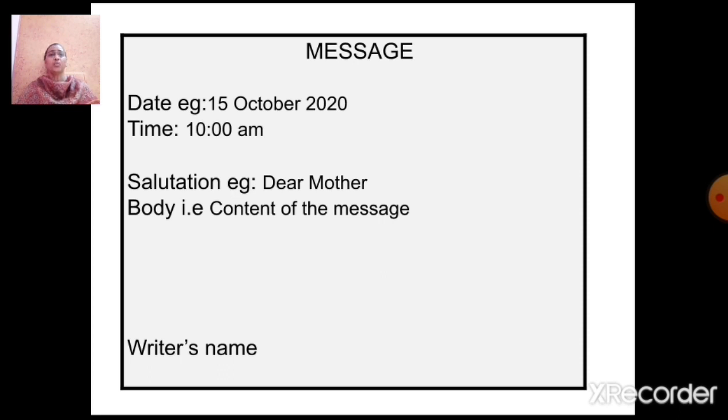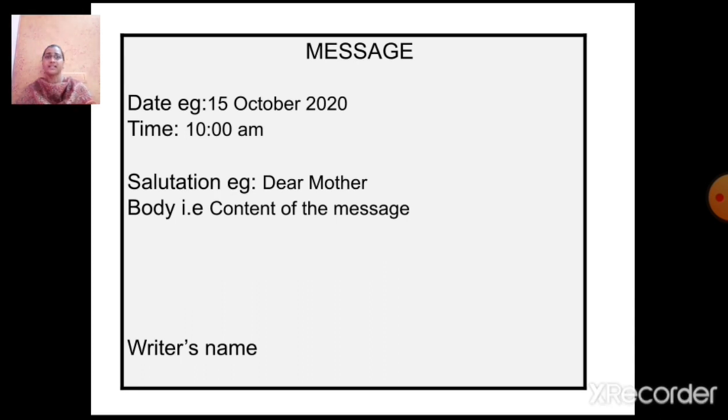Now, after writing the word message, we will leave a line, and then just below the message we will write date. The date is written on the left hand side of the page. It is written in expanded form, for example, 15th October 2020. That is, the format is date, month and year. Then just below the date we will write time. Time must also be written on the left hand side of the page. While writing time, we must also mention whether it is AM or PM.